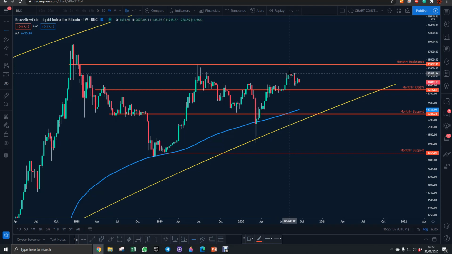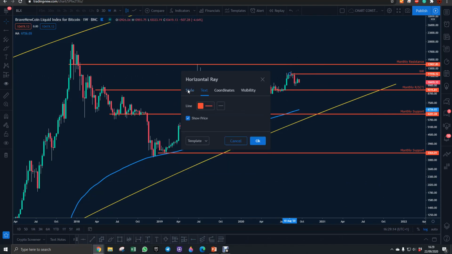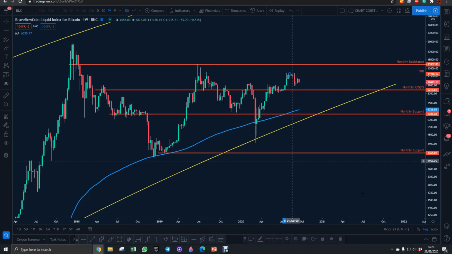In recent times, prices failed to get above this weekly level. So we've got a weekly resistance here. I'm just going to put WR for ease while I do this stuff, it'll help us get there quicker. So let's put a thinner line on here. So we've got this weekly resistance. What else have we got? Other areas of interesting resistance and support.